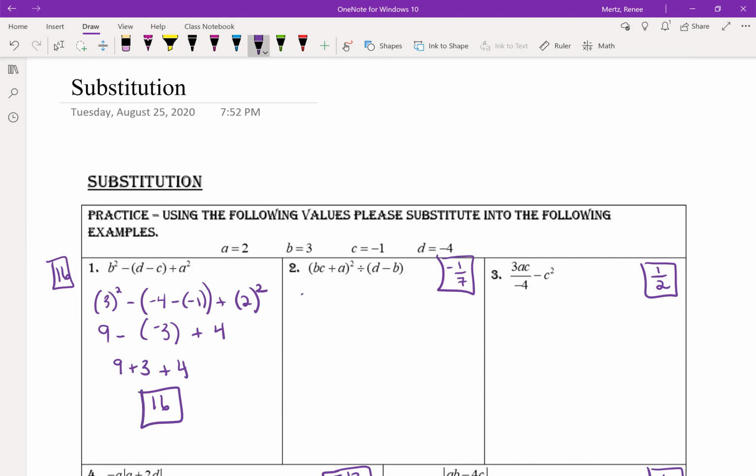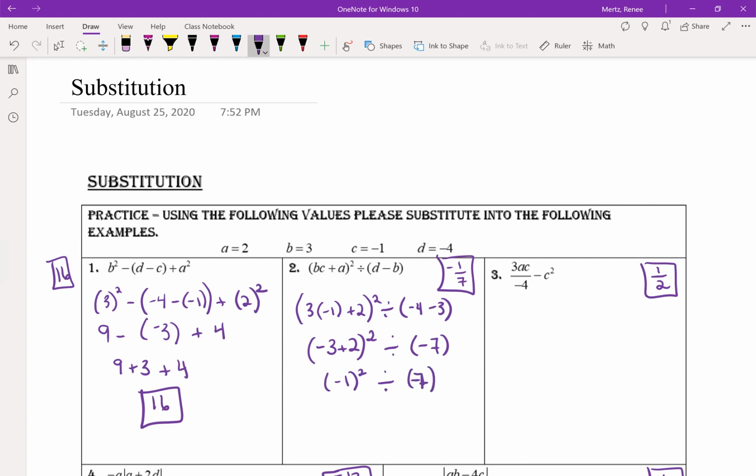For 2, 3 times 2, oh, let's try that again. 3 times negative 1 plus 2 squared divided by negative 4 minus 3. So we have 3 times a negative 1 is negative 3, plus 2 in parentheses squared, divided by negative 4 minus 3 is negative 7. If I do the math here, negative 3 plus 2 is negative 1, squared, divided by negative 7.